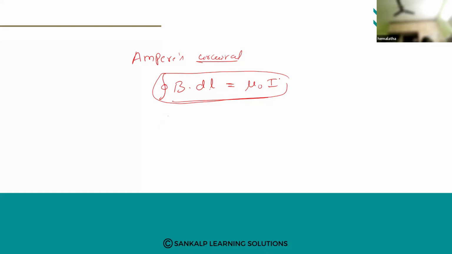If it is asked in a 1 mark question or MCQ, then the integration of B dot dl is equal to mu naught I. B is a line integral of B around a closed path. Okay, the integration has to be taken around a closed path, over small intervals. Next, mu naught times I, where I is the current and mu naught is the permeability of free space. This is Ampere's circuit law.